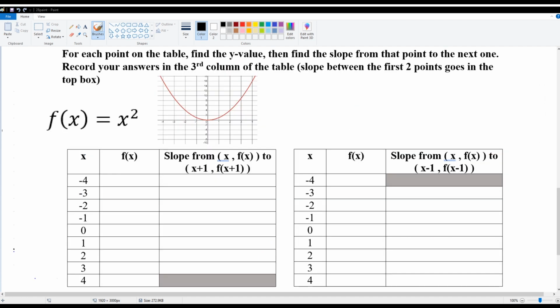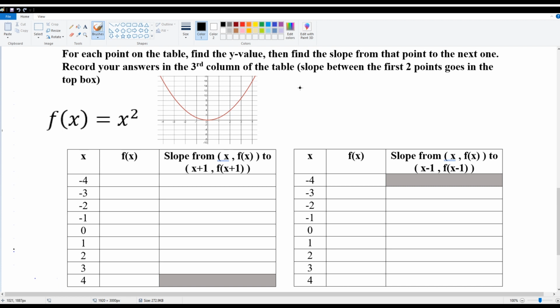So the first problem on our assignment gives us the equation of x squared, and for each point on the table here, we want to find our y value and the slope from that point to either the next point below it or the next point above it, basically the point that either comes after it or before it. We'll record our slopes in the third column of the table just like we did in our last assignment.